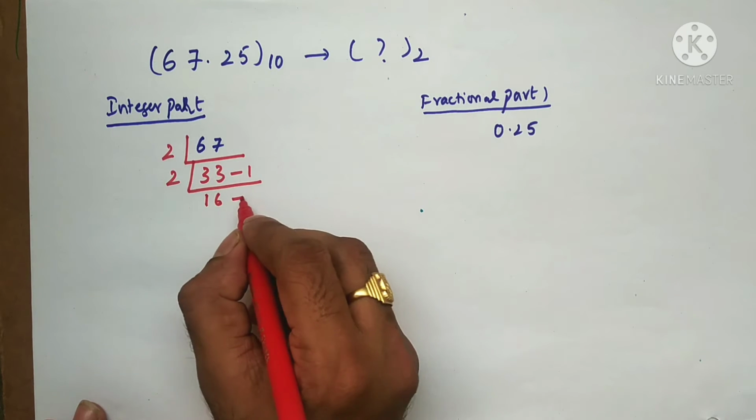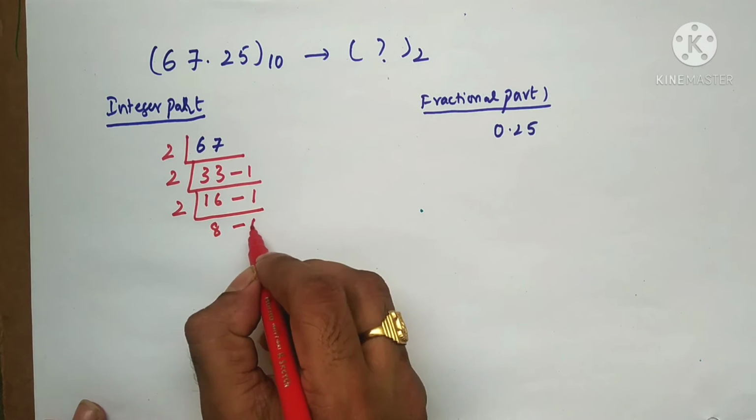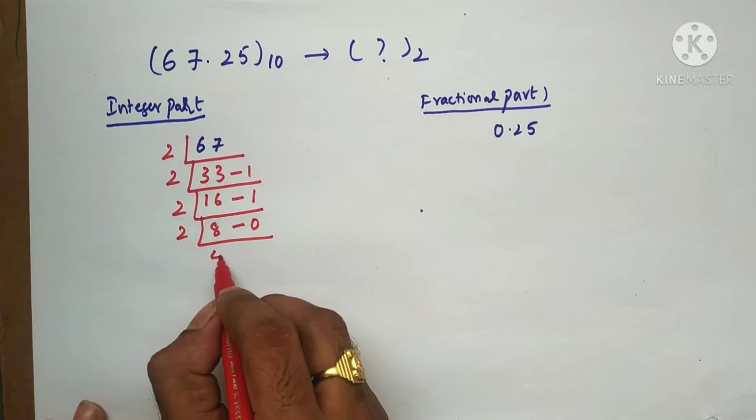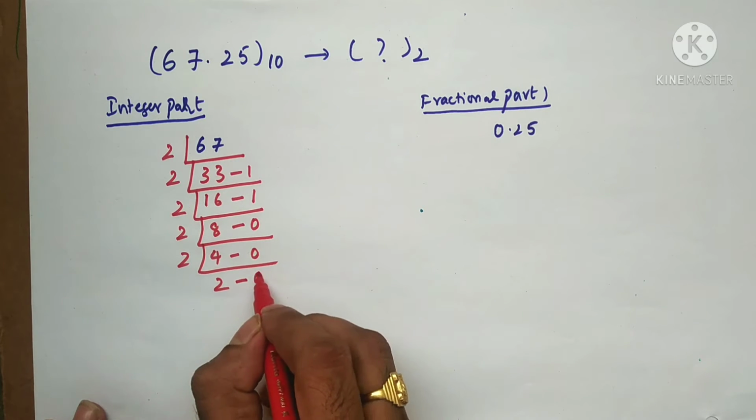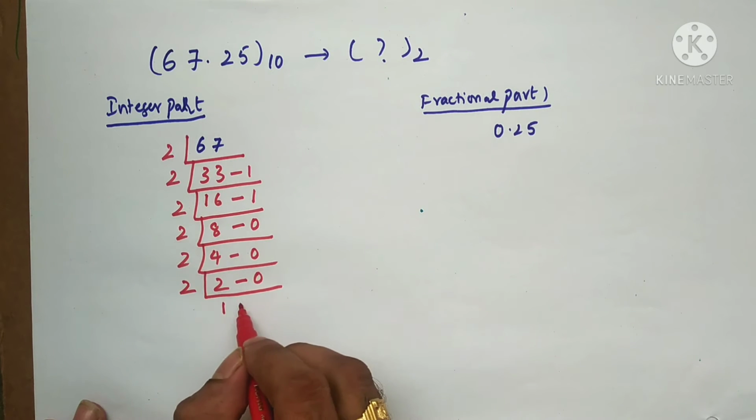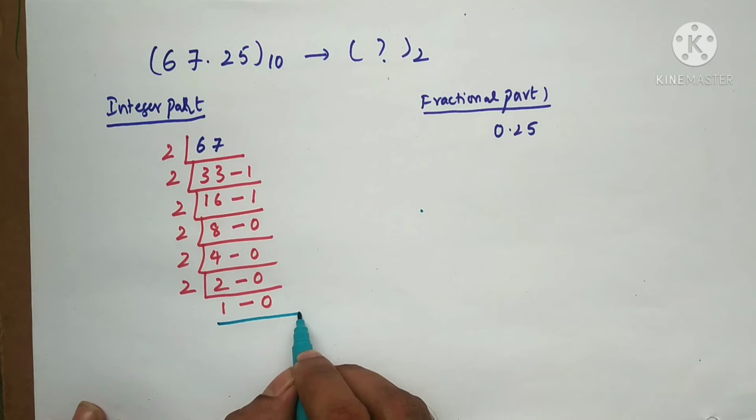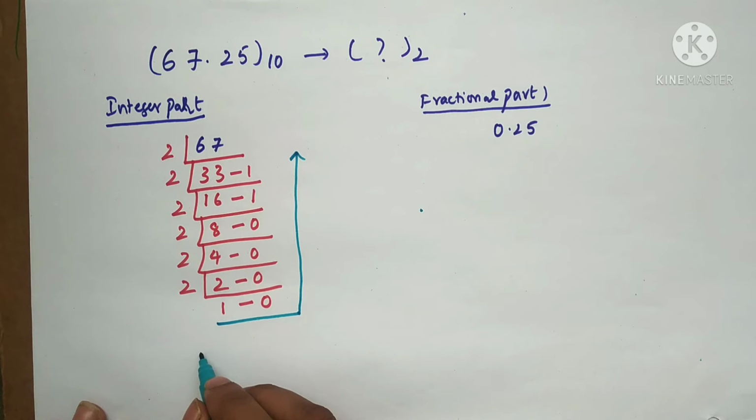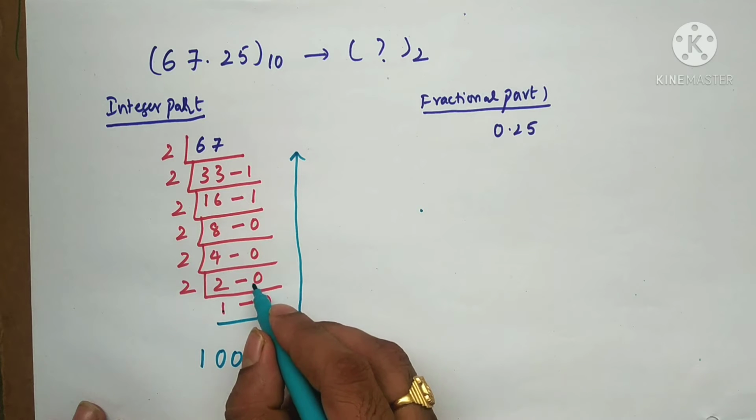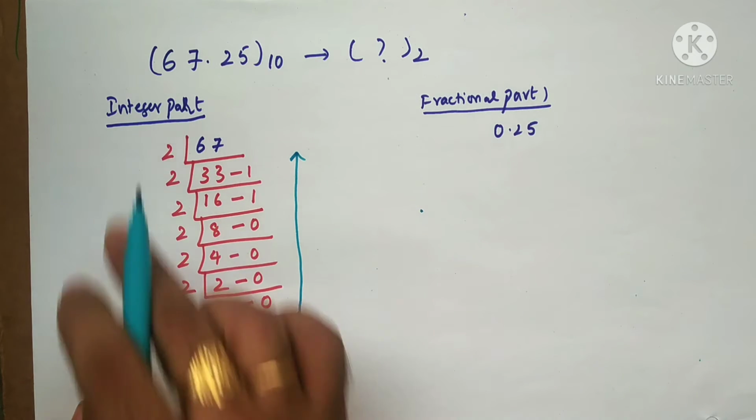2 6s are 12. Remainder is 1. 2 8s are 16. Remainder is 0. 2 4s are 8. Remainder is 0. 2 2s are 4. Remainder is 0. 2 1s are 2. Remainder is 0. So we have to write from bottom to top. For the integer part we have to write bottom to top. So the answer is 1 0 0 0 0 1 1. This is for the integer part.